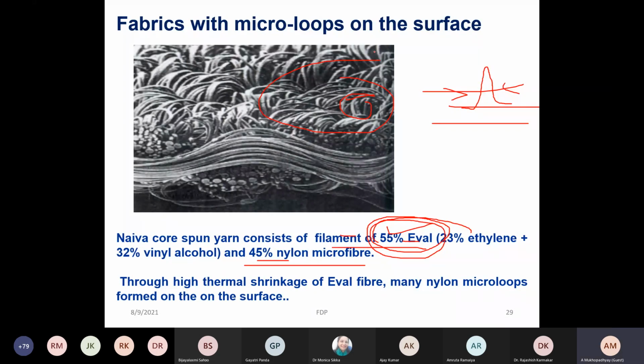Okay, sometimes people also raise the surface. By raising the surface, you can make protrusion of the hairs, and the protrusion of the hairs also traps air, and by trapping air you can improve the thermal insulation property.